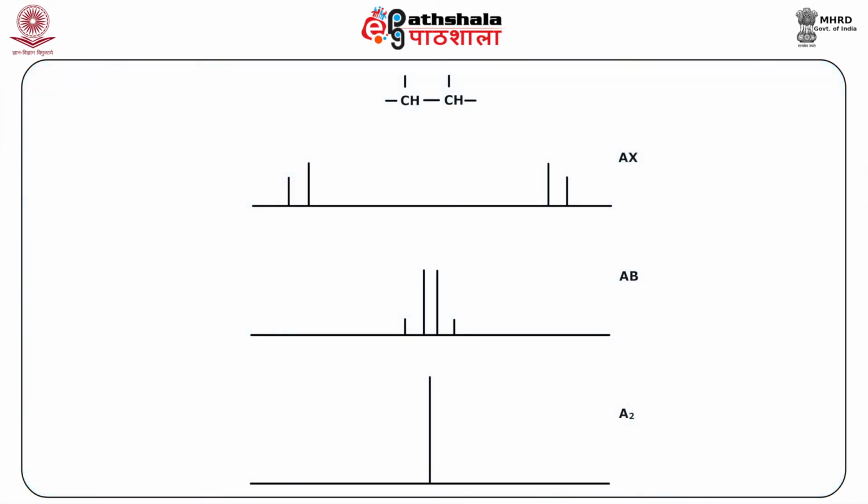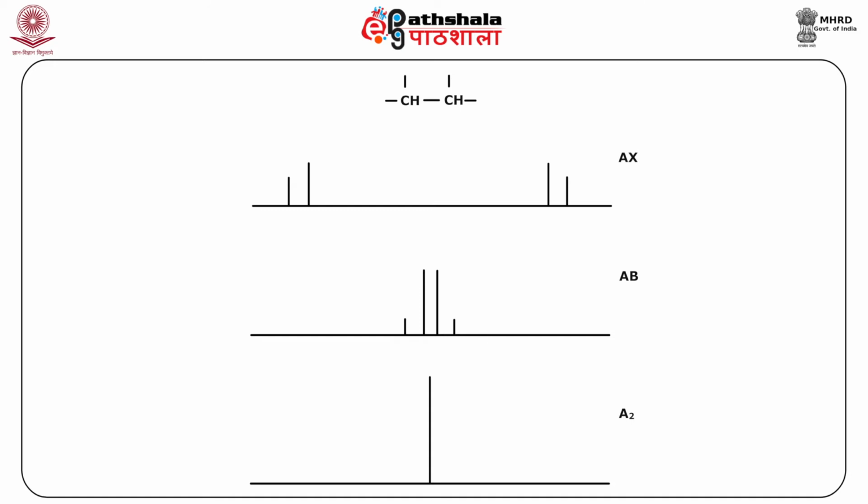Now, let us consider the AX type system. A system having two protons, say HA and HB, with their chemical shift difference, delta A minus delta B, much larger than the coupling constant JAB. Now, this system shows two distinct doublets with all four lines of equal intensity. The example of an AX system, students, is dichloroacetaldehyde, with the formula Cl2CHCHO.